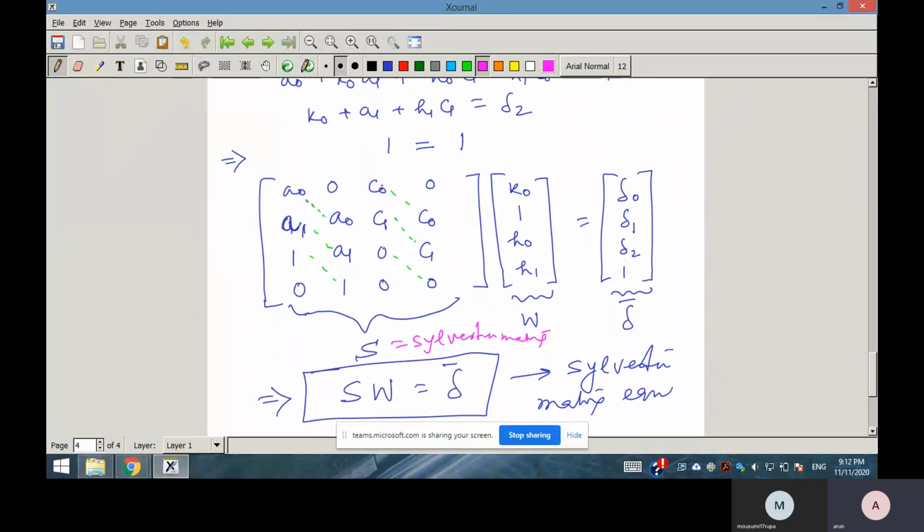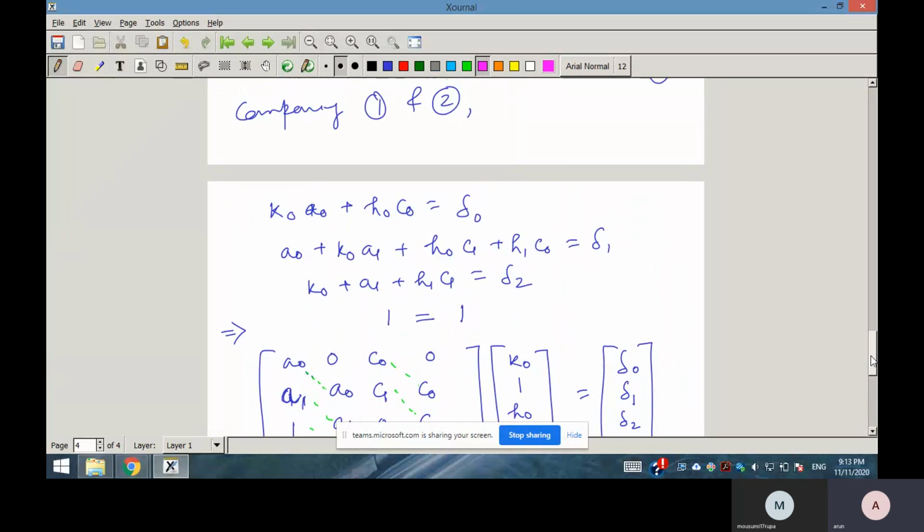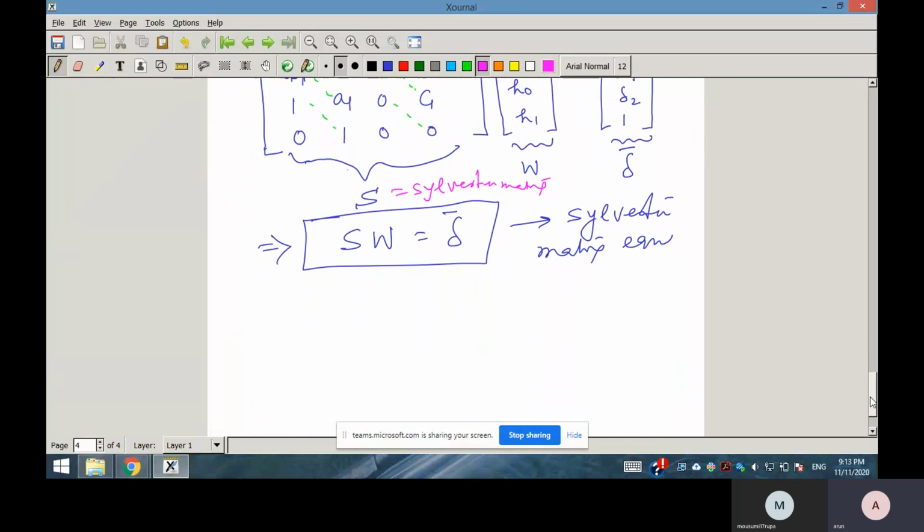So this one has come. Then again another column, C0, C1, 0, 0. Then again this shifting is happening. So this Sylvester matrix has an important property. Now the important property is S is invertible if CS and AS are mutually prime, or if CS and AS are co-prime, that means if CS and AS do not have any common factor, then it can be proved.